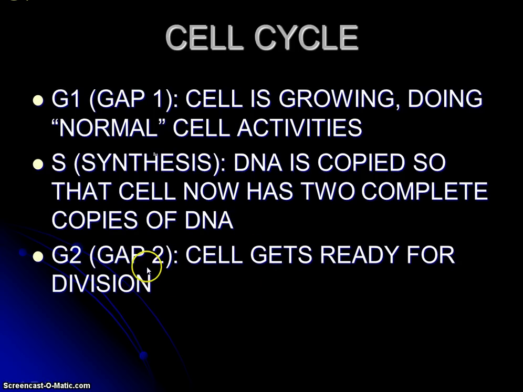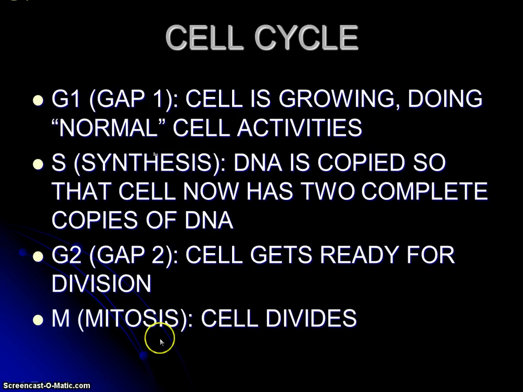Followed up with G2, gap 2. It looks like, again, it's not doing anything, but this is where the cell is manufacturing energy, maneuvering organelles. It's getting ready for cell division. And then the actual M phase, mitosis, will go into those phases. That's where the cell will begin moving around its DNA and dividing.